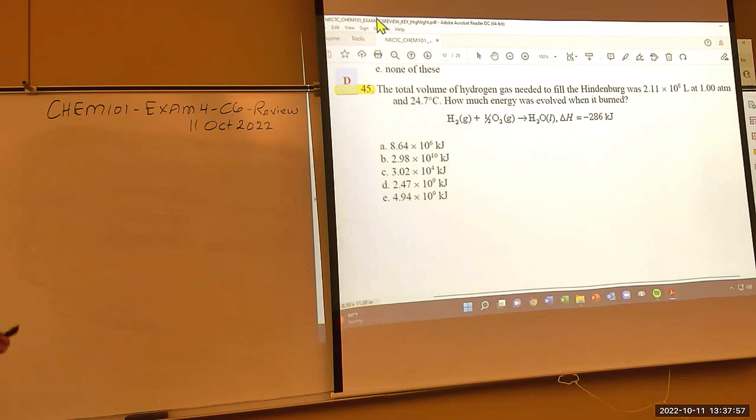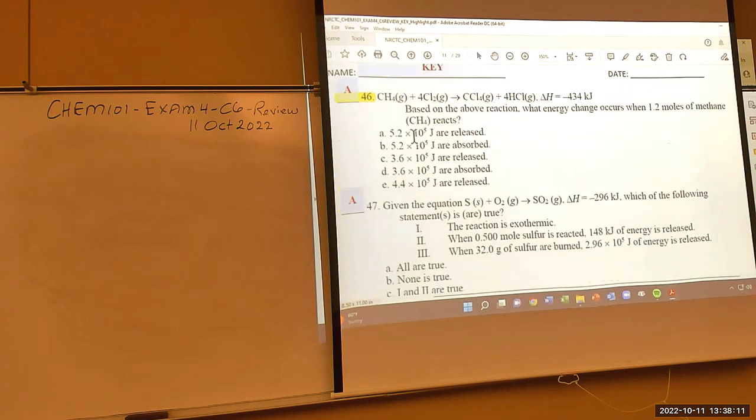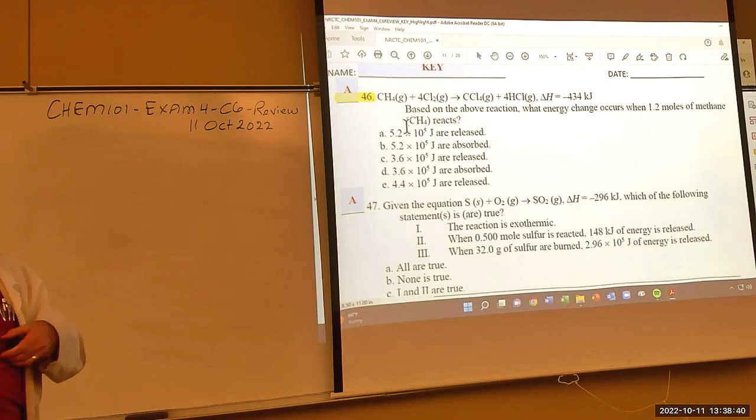Based on the above reaction, what energy change occurs with 1.2 moles of methane? I think you can do that one. In fact, that one's easier than any of the ones we've done so far. Released or absorbed. So once you get the number, be sure to keep the sign, and that'll tell you whether it's released or absorbed, because you have different selections. It's a unit conversion. 1.2 moles of methane, and there's only one methane, so this is that much kilojoules per mole of methane. That's how you cancel that unit out. Okay, we're good. I don't have to dwell on this one.